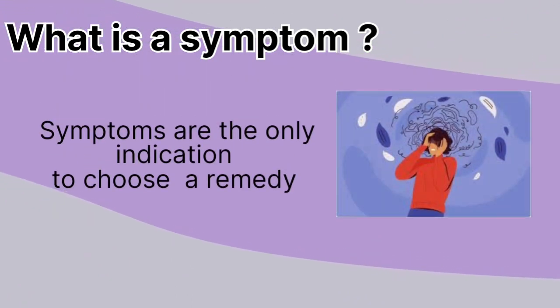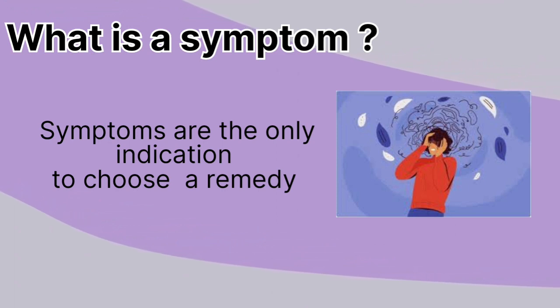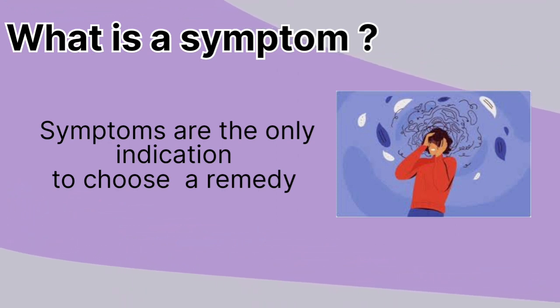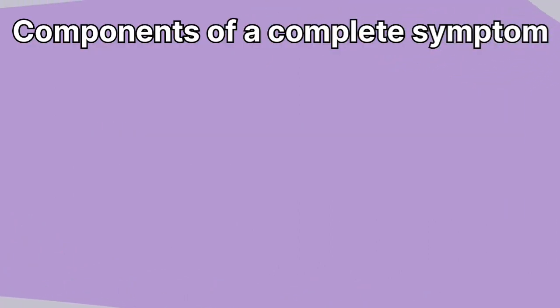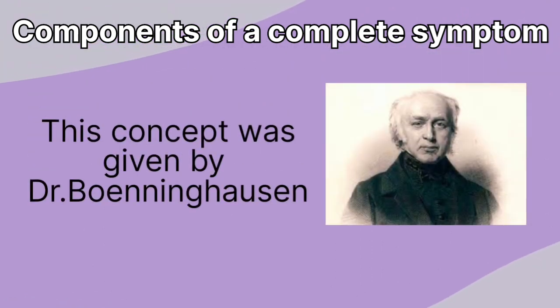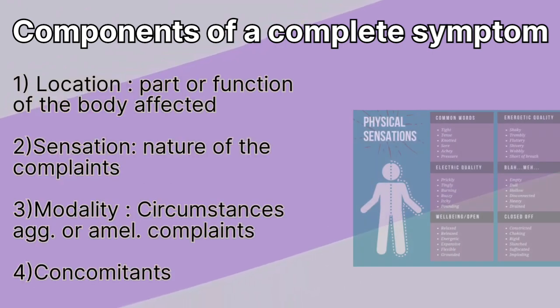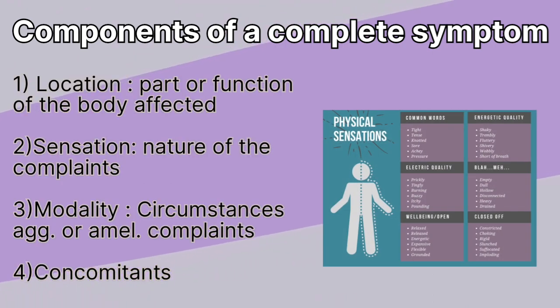In other words, symptoms are the only indications to choose the correct remedy. Now we will understand various types of symptoms one by one in detail. The first category of symptoms is complete and incomplete symptoms. The concept of complete and incomplete symptom was given by Dr. Bonninghausen. According to him, every symptom has the following components.